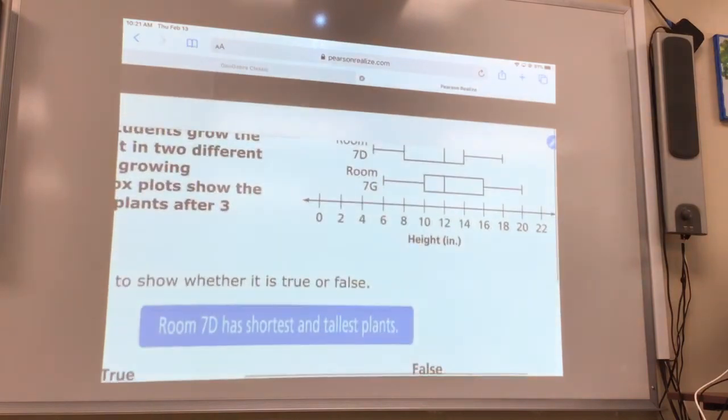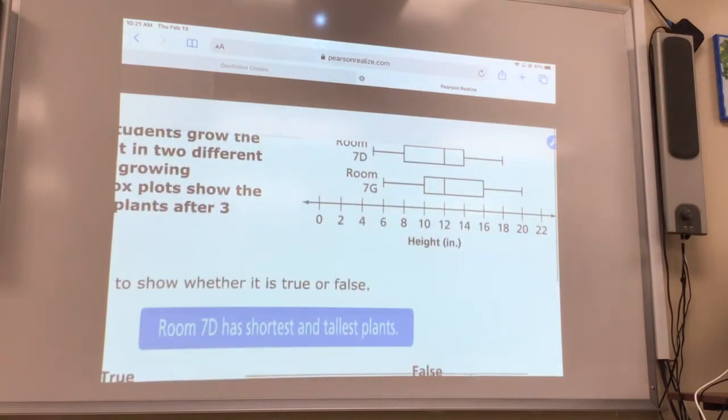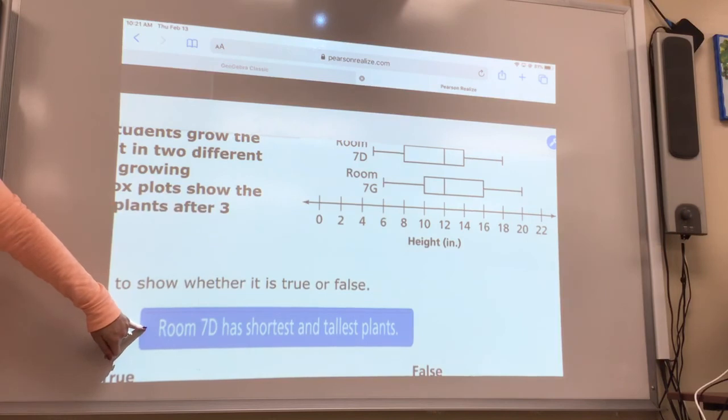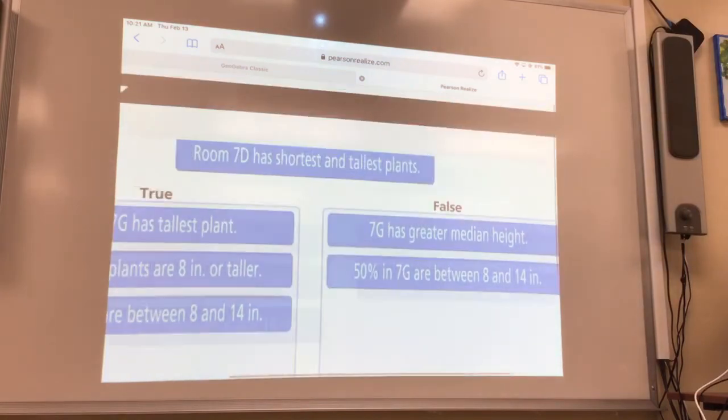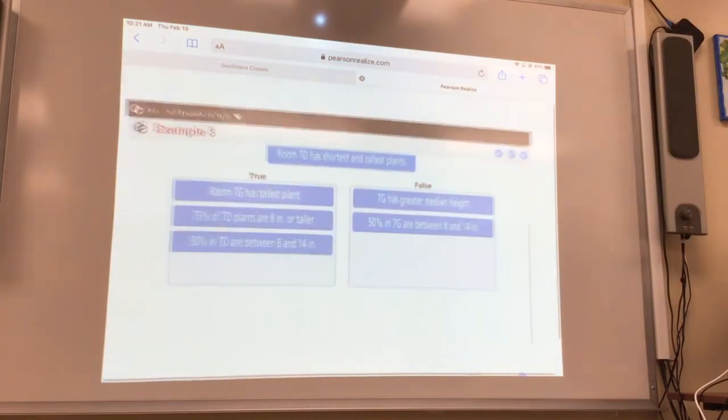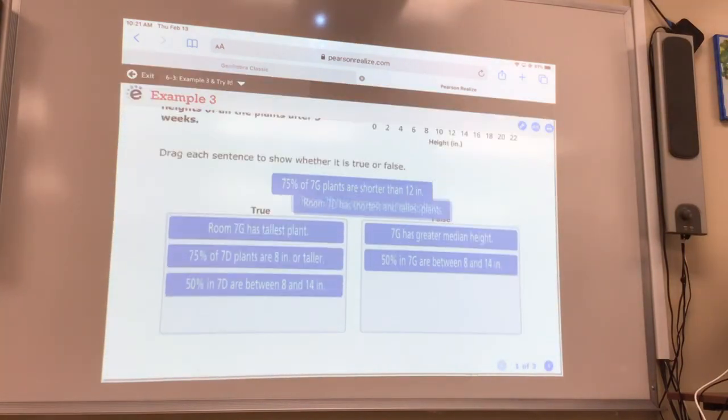Okay, next one. Room 7D has the shortest and the tallest. No. False. 7G, we already talked, 7G has the tallest, so we know that's not true. So that's going to go under the false column.